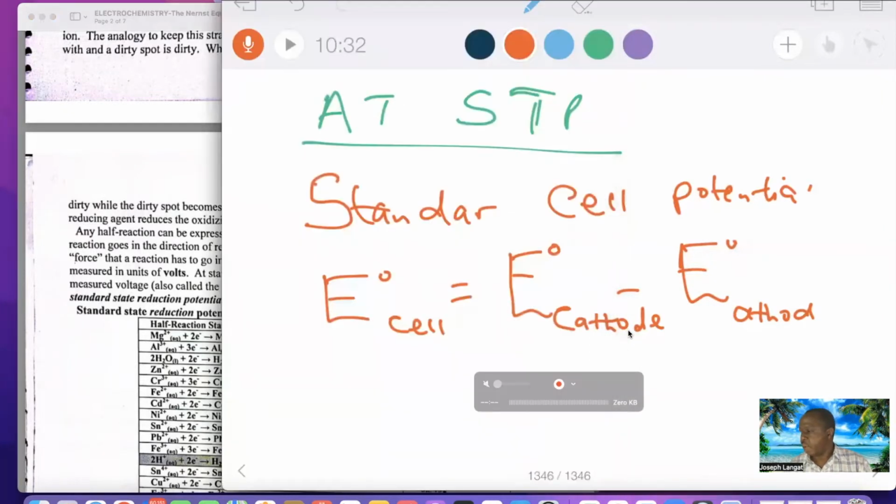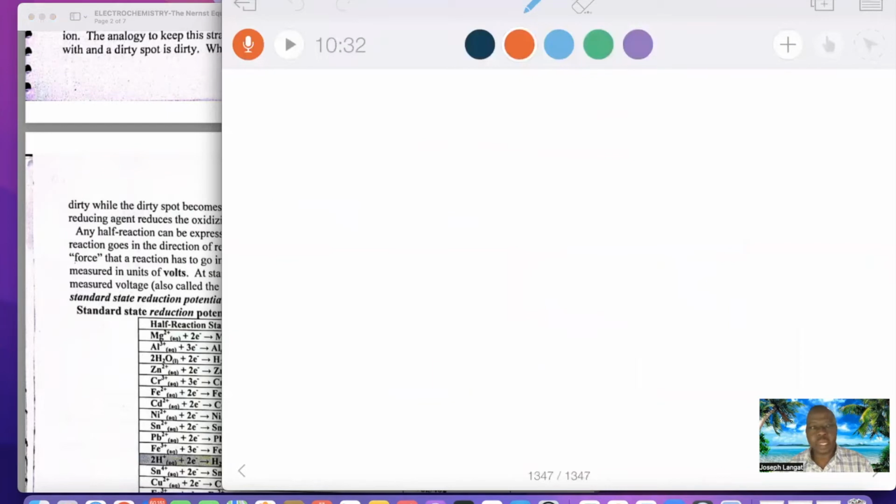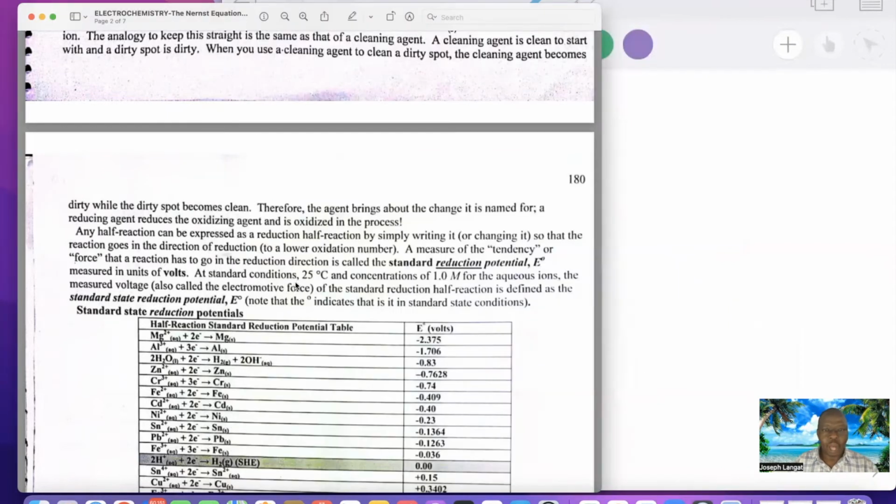Now, when we say at standard potential, remember the concentration at standard condition. We are talking about 25 degrees Celsius and 1 molar. We use the superscript. E°, standard reduction. Reduction means we are adding electrons. We are reducing all the elements here, adding electrons, standard reduction potential. This superscript E° is because it is at standard state, which means 298 K.